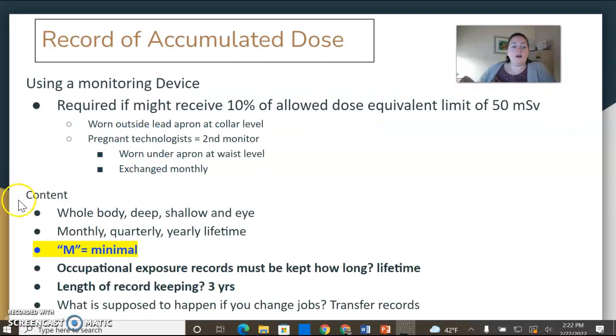The record of it, so the record of the dose, occupational exposure records, should be kept for a lifetime. So whatever company you're using, Landauer, Radcare, whatever it is, that has to be kept for a lifetime. Your facility has to keep the records at least 3 years on site. And then if you change jobs, you need to transfer records, because they should be able to continue on the counting of your previous record, because you want an accurate dosage at the end of your career.